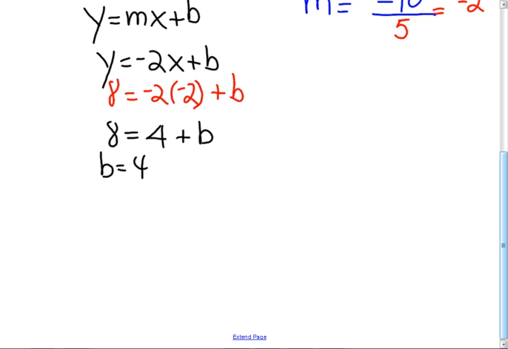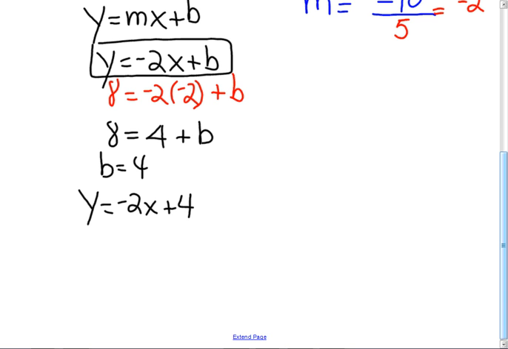No. I have to put this b value back in that equation. So y equals -2x plus 4. And then, as in the table problem, I could make predictions down the road. I could say, what happens when x is 100? And it's just kind of nice to do that.